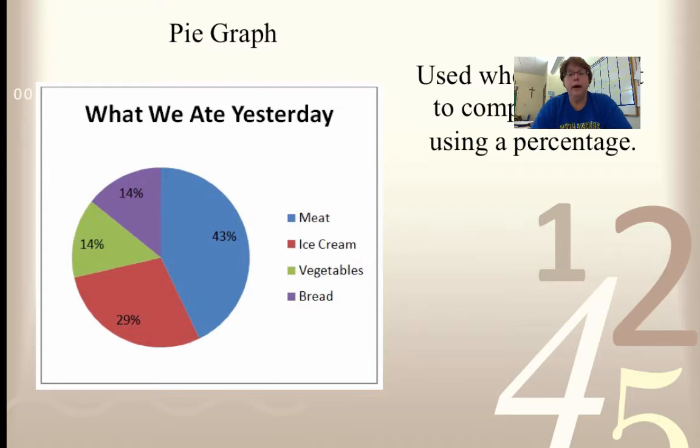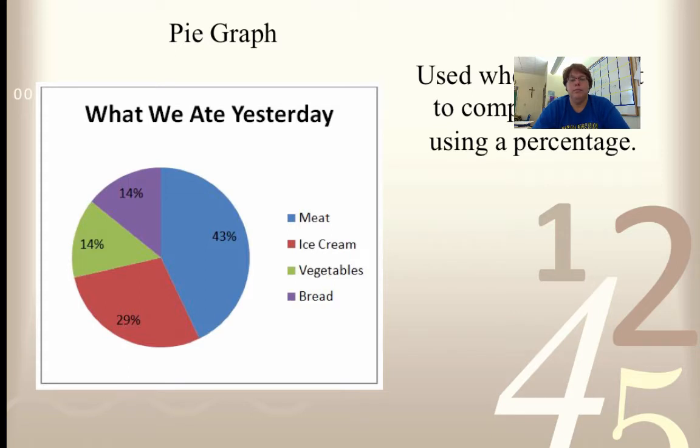Okay, you would use a pie graph when you wanted to compare the percentage of things. So you would measure certain things for a period of time, or even in one day, or even in 5 minutes, and you would count how many things happened in 5 minutes, and then you could compare.